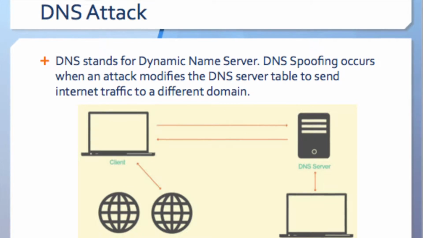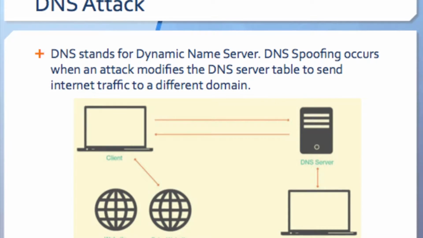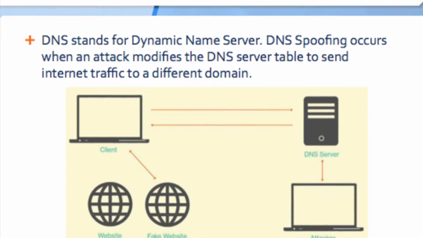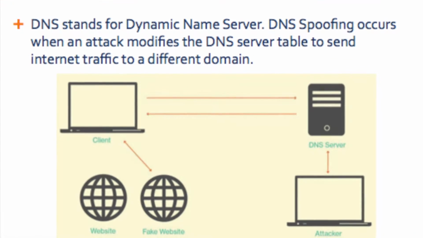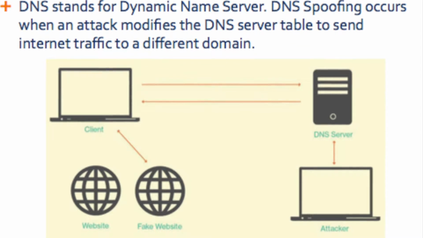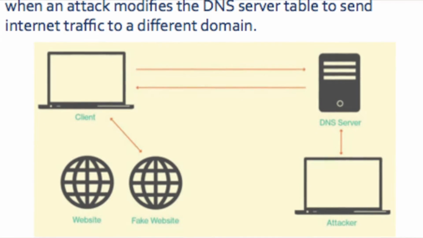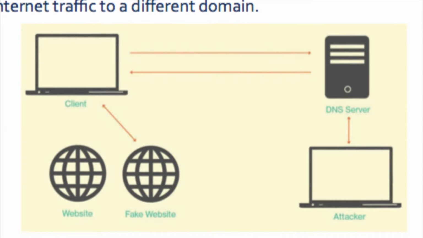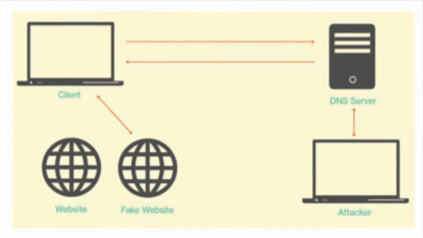DNS stands for Domain Name Server. DNS spoofing occurs when an attacker modifies the DNS server table to send internet traffic to a different domain. Websites do not take you directly to Facebook.com. So when you type Facebook.com in your browser, a DNS server table looks up Facebook.com and sends you to that corresponding IP address. In the case of a spoofing attack, a person will enter Facebook.com into their browser but be taken to a completely different website. For example, myspace.com.